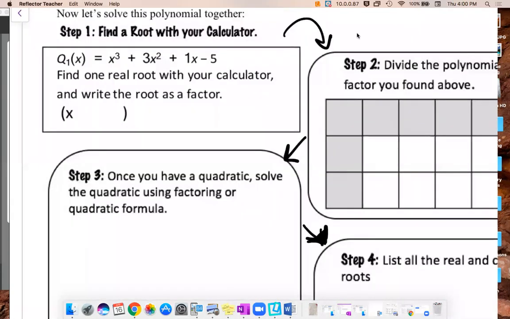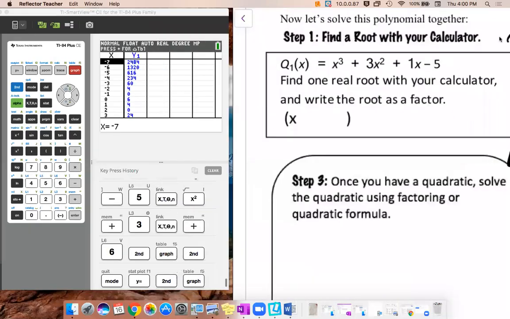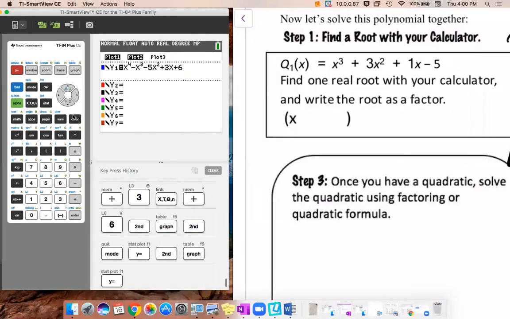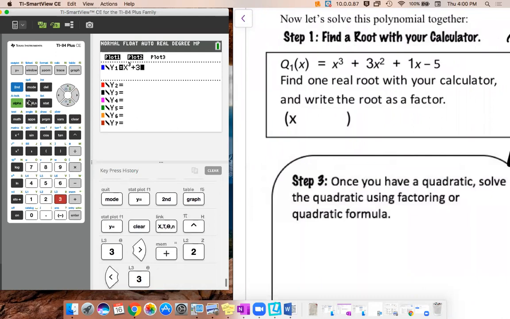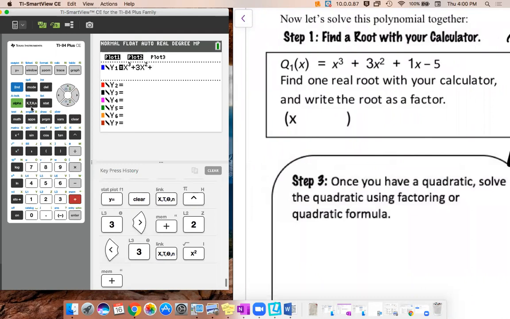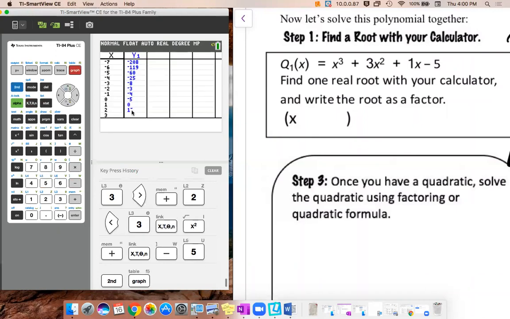Okay, so this one, let's start with our calculator. So we take our calculators over here, go to y equals, clear anything out, and let's type this in. So x raised to the third plus 3x squared plus x minus 5. Okay, so then we're going to go second table, and what we're looking for is where there's a y value equal to 0. So I see 1 right here.